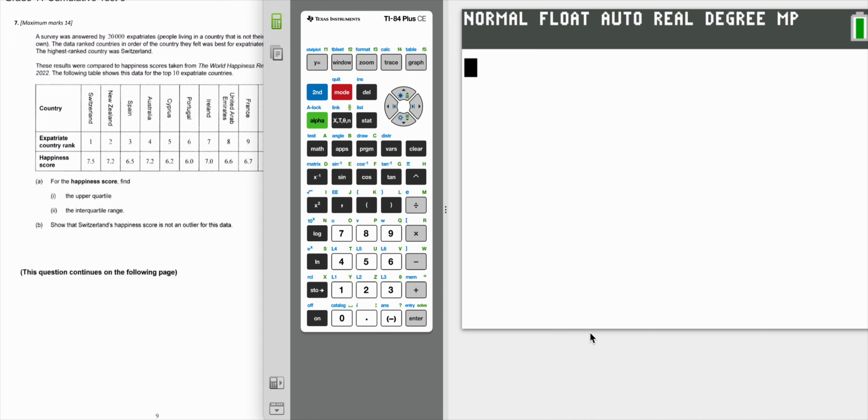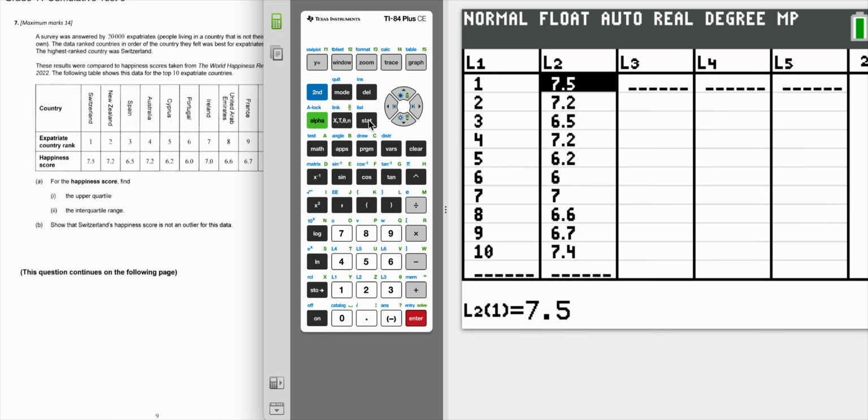So we're going to first go to our calculator. It's asked us for the upper quartile and interquartile range, so we go to statistics and data. I've typed in both sets of data there. We want to find it for the happiness score, which is just this second set of data, list 2 in mine.